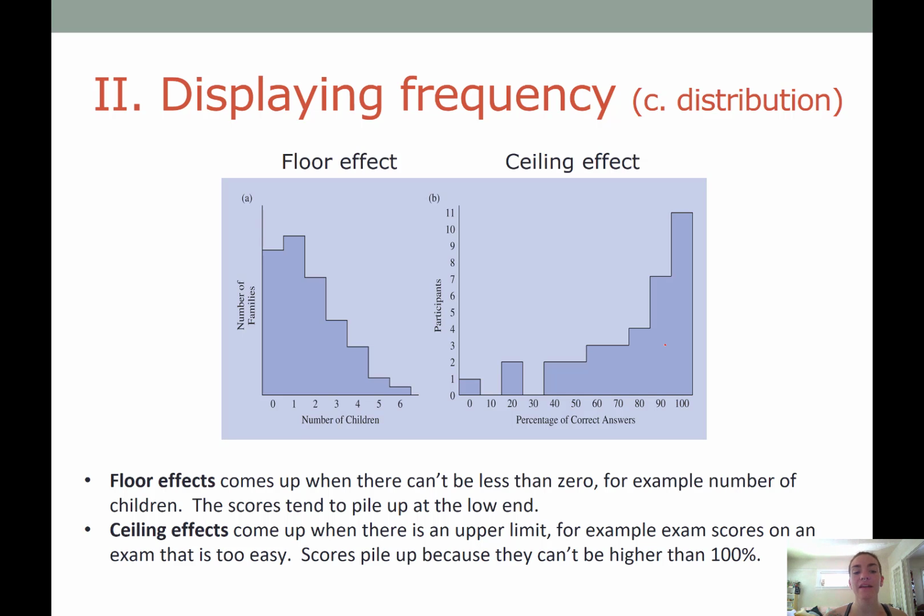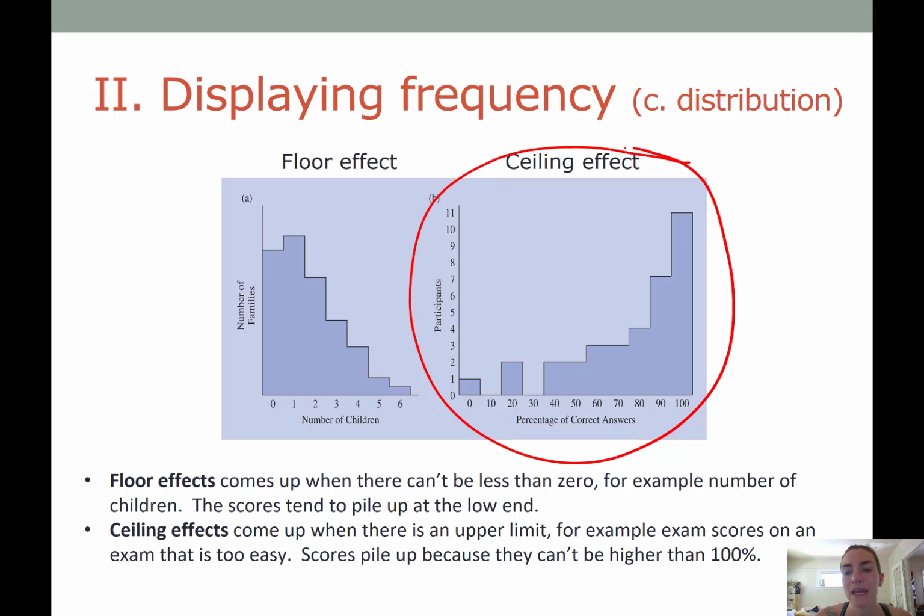And ceiling effects come up when the values cannot go beyond a certain upper limit or a certain high value. So for example, exam scores on a traditional grading scale can't go beyond 100%. So you could imagine if you look at this plot here of a ceiling effect, if scores can't go beyond 100%, but people tend to be performing really well on the exam, then the distribution of scores will look something like this. It will look like it's smushed up against that 100 value.